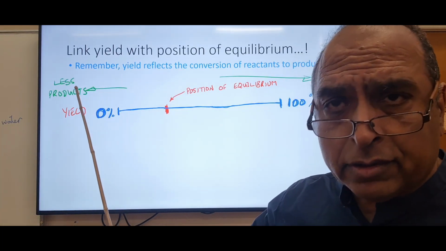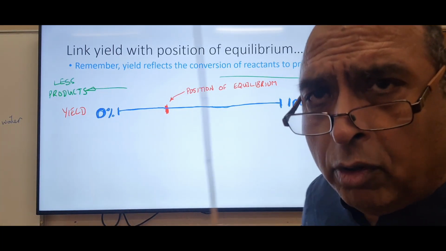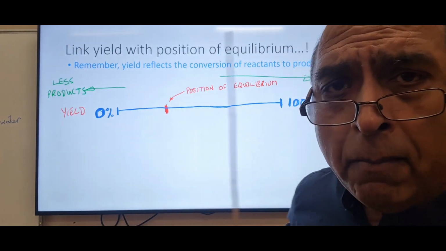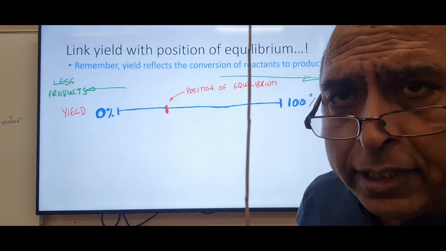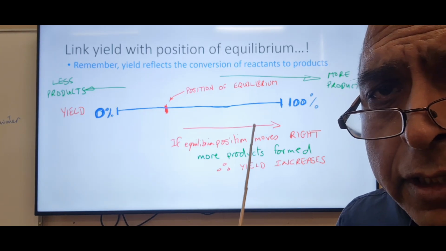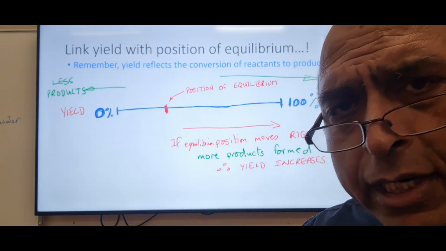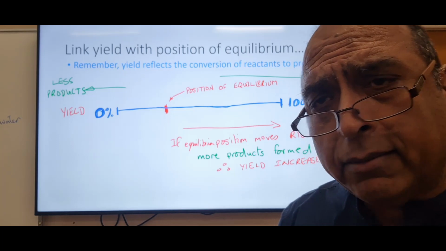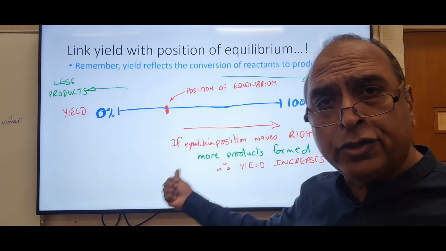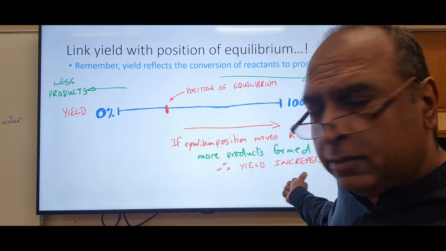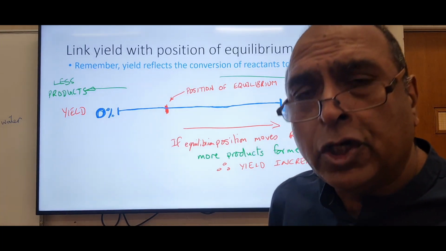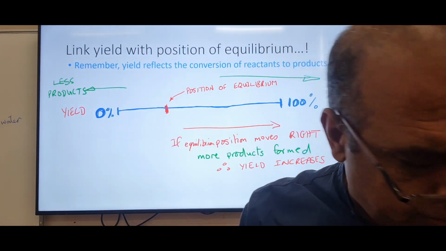Here, less products on that side, more products on that side. Less products equate to close to 0%, more products equate to close to 100%. We can change the position of equilibrium by changing conditions, and we're going to talk about that in a minute. But if the equilibrium position moves to the right, the percentage increases, therefore the yield increases. You get more products made.